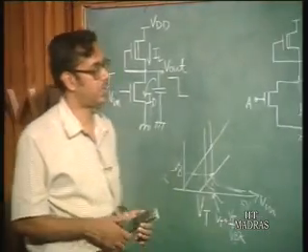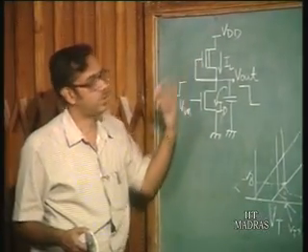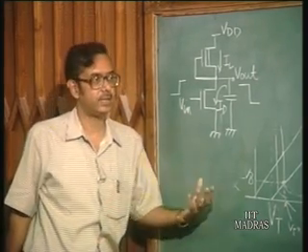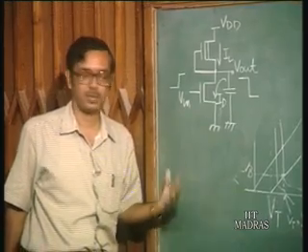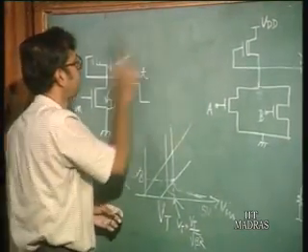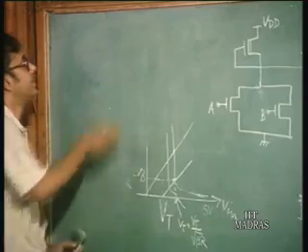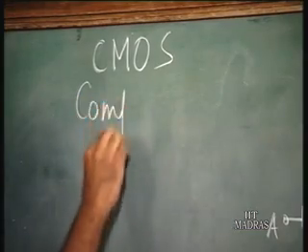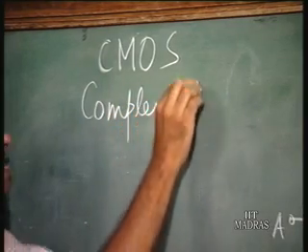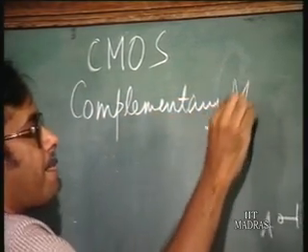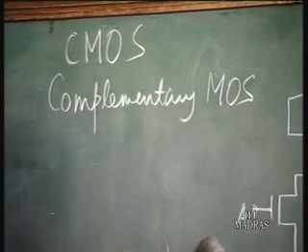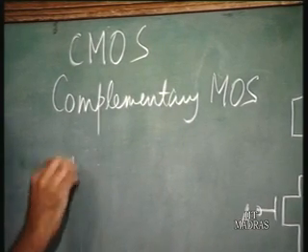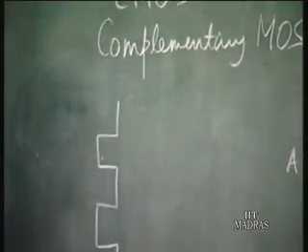So if you could have a situation where the load transistor also switches off completely, that would be better. That led to the CMOS concept, or complementary MOSFET, where you have a p-channel MOSFET as the load. So the configuration is like this.